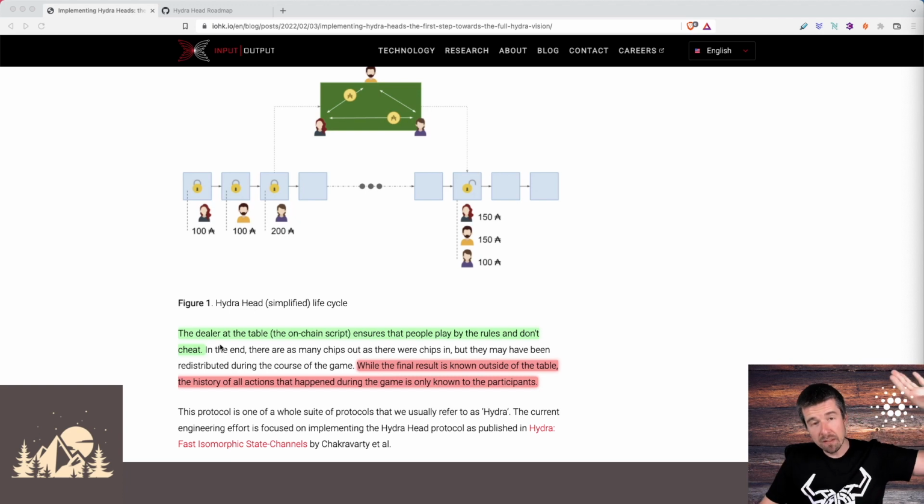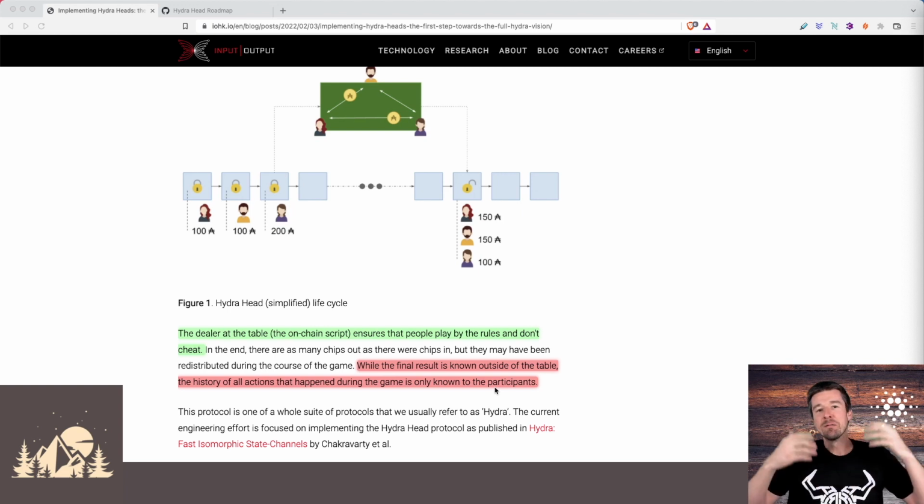So you're confident that there's no cheating going on there. But then when everybody walks away from the table, the final result of all the chips is known to everybody back at the casino on layer one Cardano blockchain. But the history of all the actions and every hand that was won and lost is only known to the people that played. And this is really useful because that way you're not burdening the rest of the blockchain with all these microtransactions that were going on.